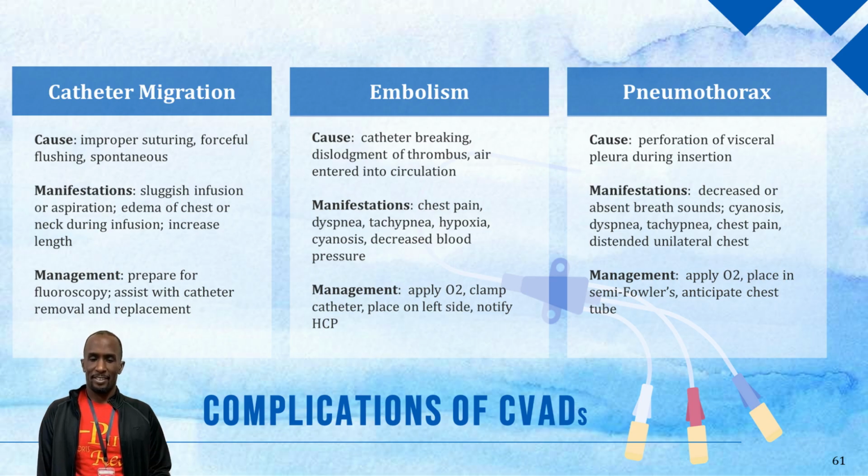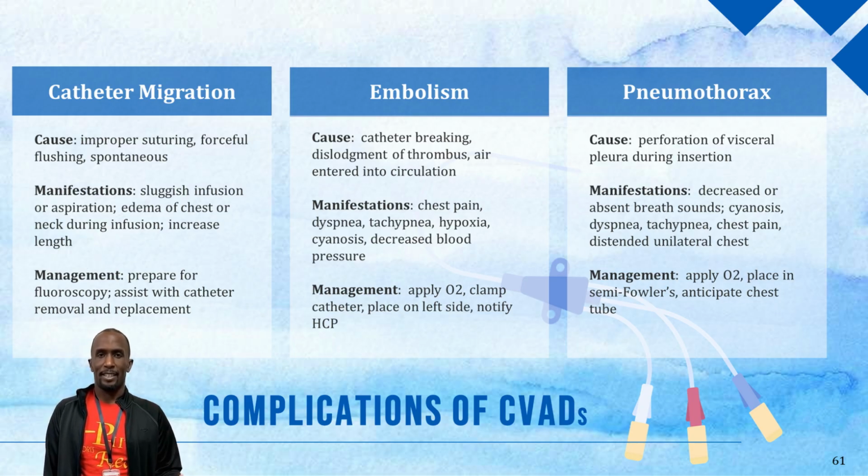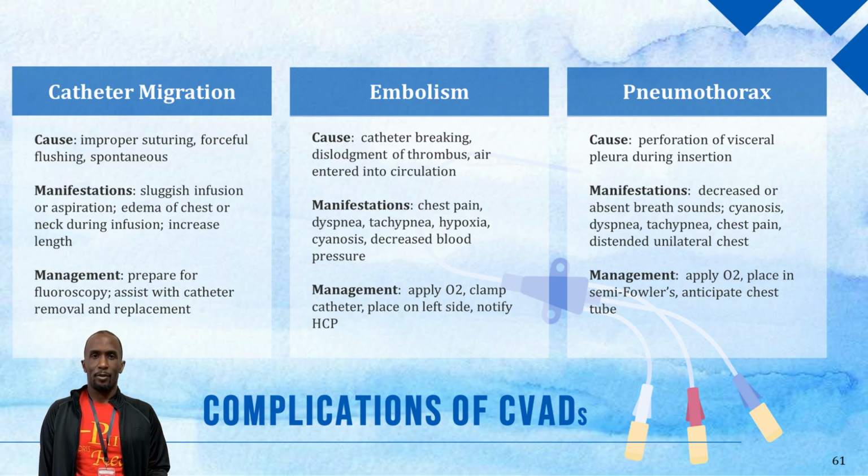Some important complications of central venous access devices. First, catheter migration. This can happen due to improper suturing, forceful flushing, or even spontaneously. You may notice sluggish infusion, difficulty aspirating, or edema of the chest and neck during infusion. The catheter may also appear longer than before. In this case, we prepare for fluoroscopy and assist with removal and replacement.